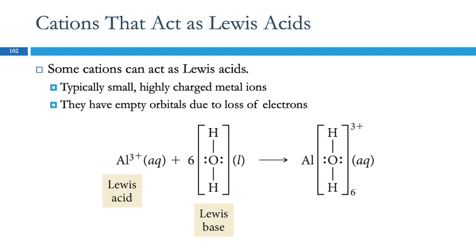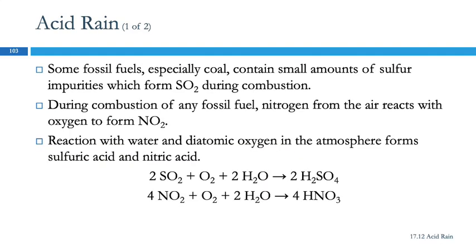We mentioned earlier that small, highly charged metal ions can act as acids. They are acting as Lewis acids. So here, Al3+, not with chlorines on it or anything, just the aluminum ion all by itself. It can accept electrons from water. So we form this adduct. It's a complex ion, aluminum and water in there. So this is the Lewis base, and that's the Lewis acid. And that's all we're going to say about that.